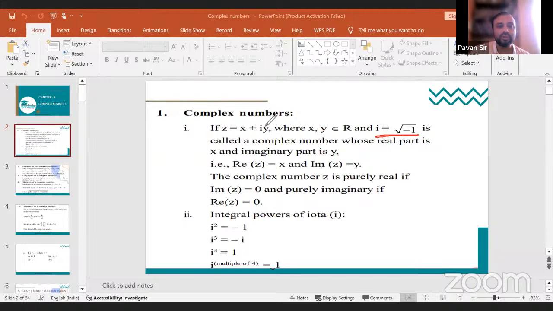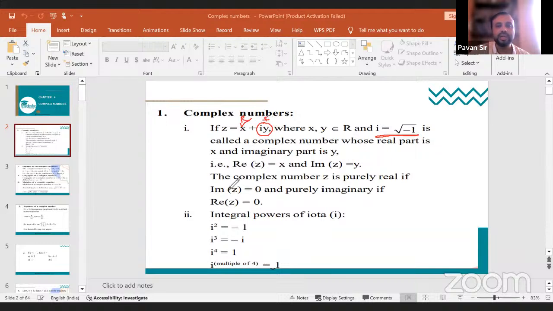part is y. Why? Because i is the coefficient of which letter? That is nothing but the imaginary part. Here x is the real part because i is not associated with it, and i is associated with y as a coefficient. So because of that, you can say that it is the imaginary part. It is called real part and it is called imaginary part.